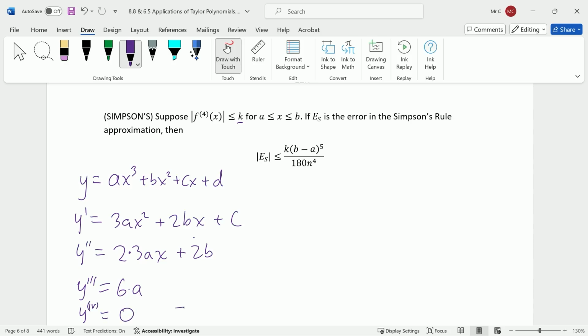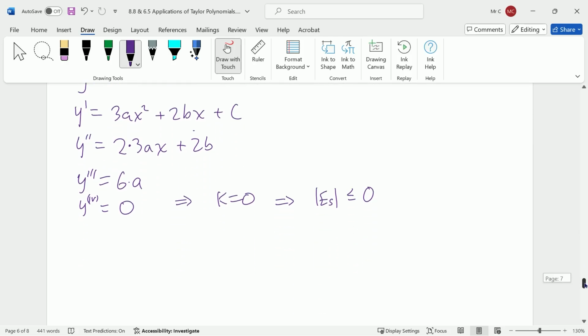And so what that means is k is 0. And if k is 0, then the upper bound using Simpson's rule is 0, right? 0 times anything is 0. So anytime you use a third degree polynomial or smaller, you're going to get an exact value using Simpson's rule. All right, so that's hopefully an interesting little tidbit.